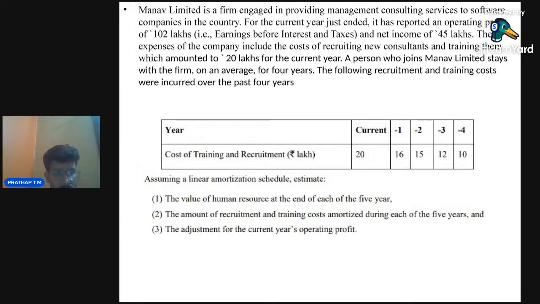I ensure that my Excel screen is visible in your window. So first, let's understand what the question actually is.